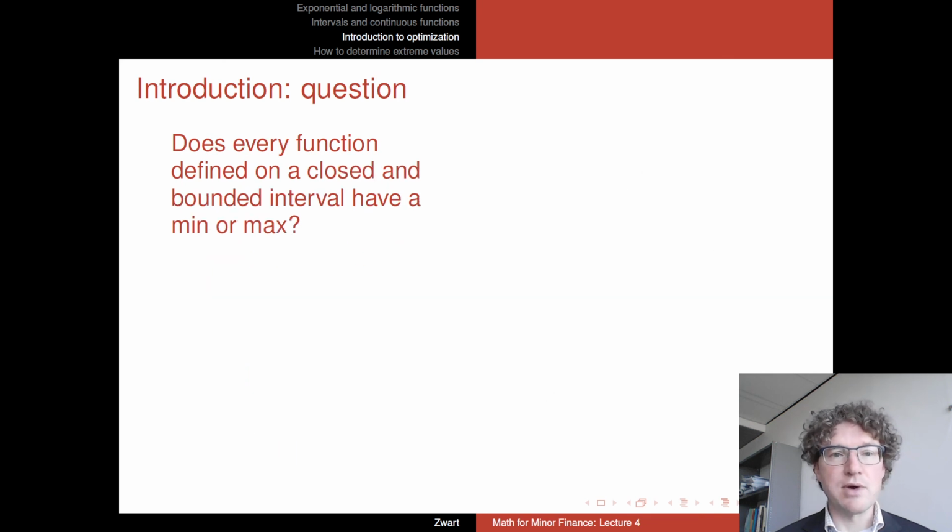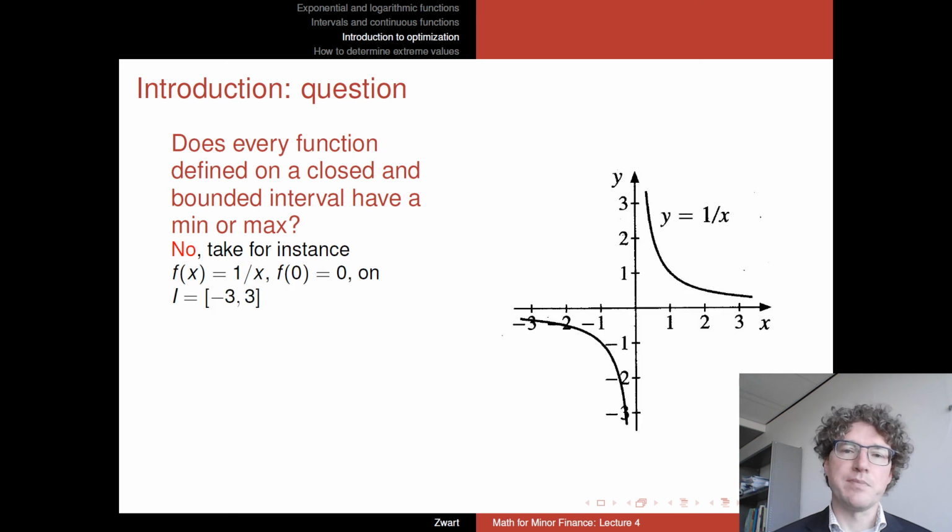So new question, a bit more specified. If we now limit ourselves to a closed and a bounded interval, so it's bounded, it doesn't run away to infinity, and it's closed, so the endpoints are included as well. Are we now fine? Will we be guaranteed to have a minimum or a maximum? Almost, but not quite, because we've still forgotten one condition.